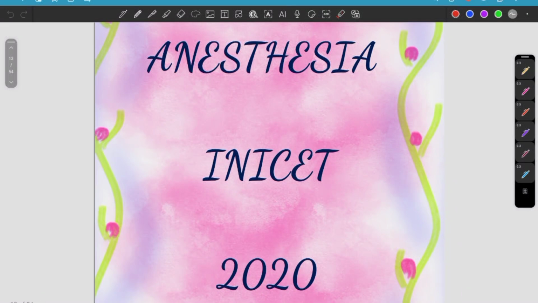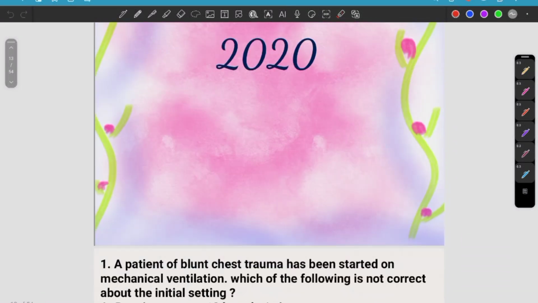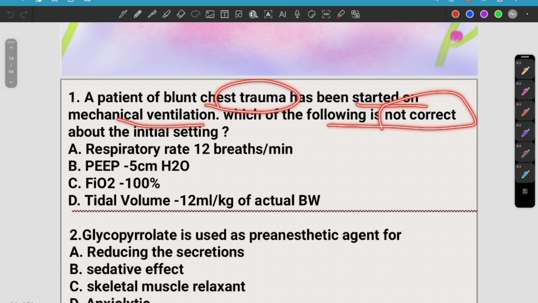Today let's start the Anaesthesia INICET 2020 paper. First question. A patient with a blunt chest trauma has been started on mechanical ventilation. Which of the following is not correct about the initial setting?